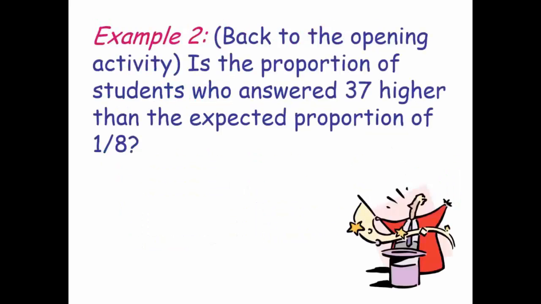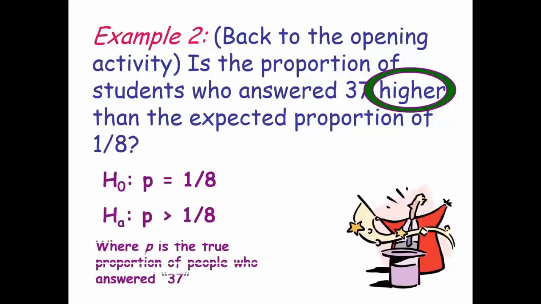Okay, so going back to that class example that we started off with about whether or not we could guess 37, I would want to phrase out my hypothesis statement starting with my null, and so I expect it to be 1/8, and I want to test that it's higher than 1/8. So I would set that up where the null is equal to 1/8, the alternative is greater than 1/8, and then I have to in context define what P represents. So P is a variable representing the population, and it's the true proportion of people who answered 37. Okay, so that would be the null and alternative for this particular statement.